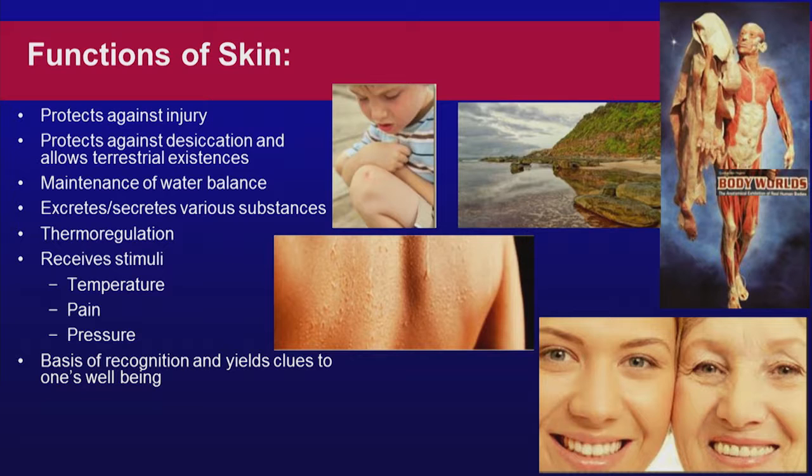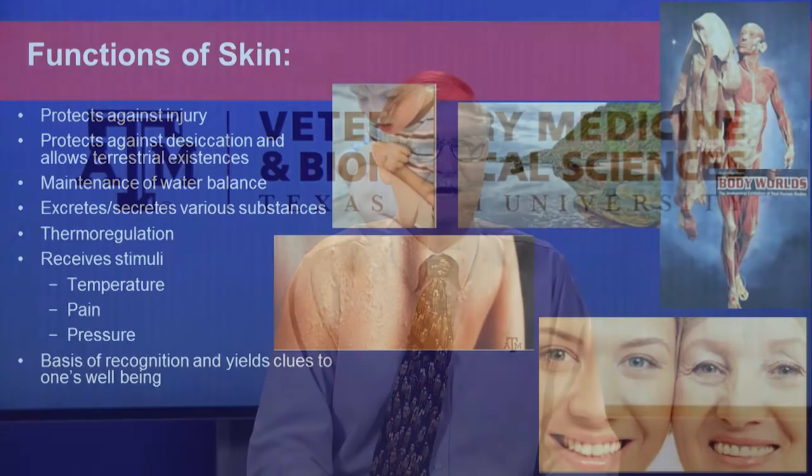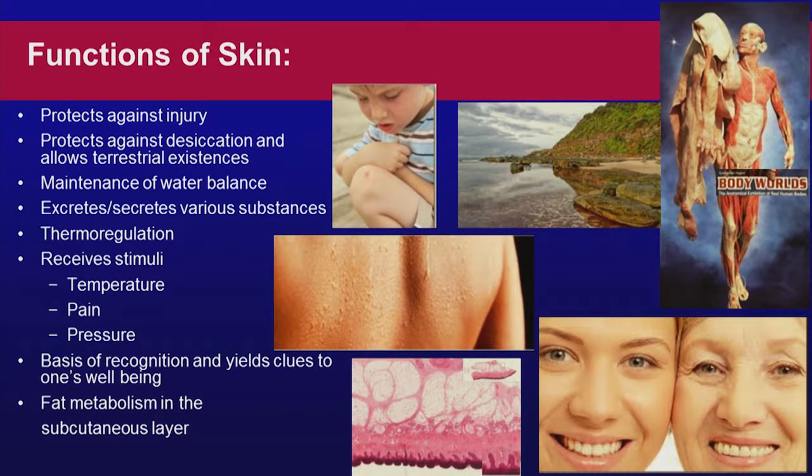What happens with age is the elastic tissue is replaced by connective tissue, a collagen, which doesn't stretch like a rubber band. And so as a consequence, wrinkles appear with age. It's just a normal phenomenon. Don't worry about it. It'll happen to you too. I know you don't think about it now. Fat metabolism is in the dermis.